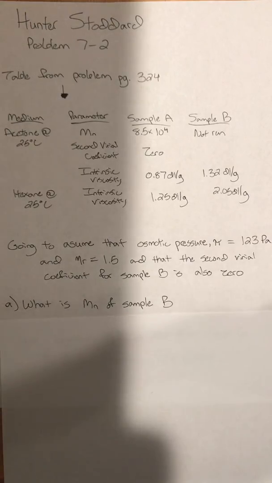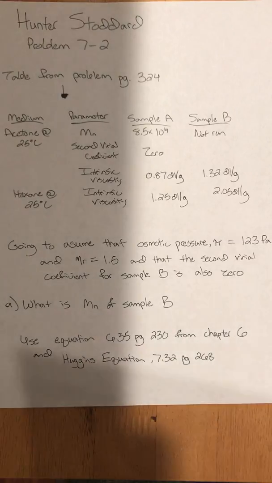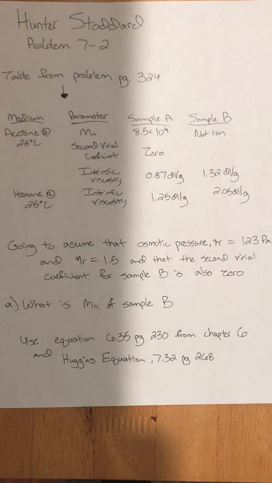So the problem has asked for two things. The first one is what is the number average molecular weight of sample B? For that we're going to use equation 6.35 from page 230, from chapter 6, and also the Huggins equation, which is 7.32 from page 268.